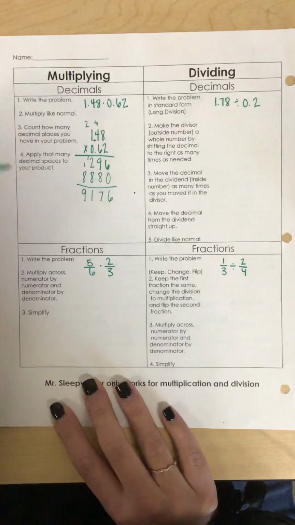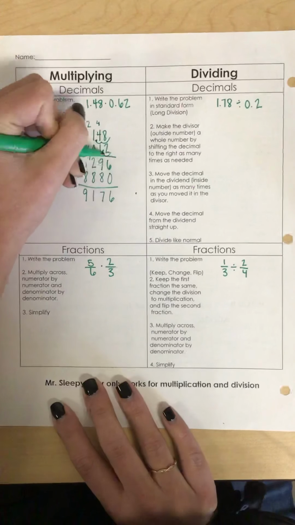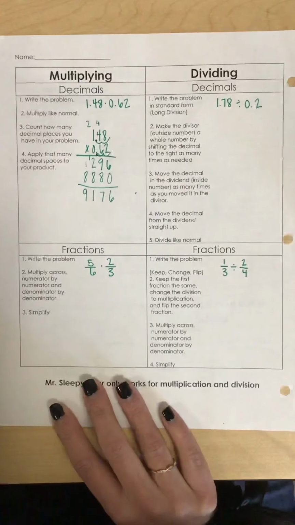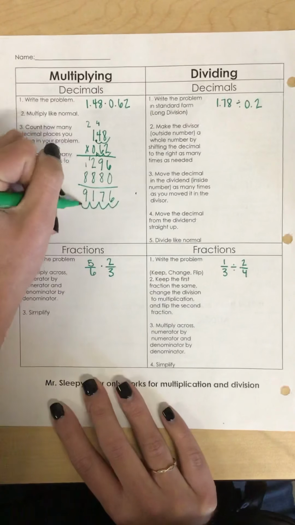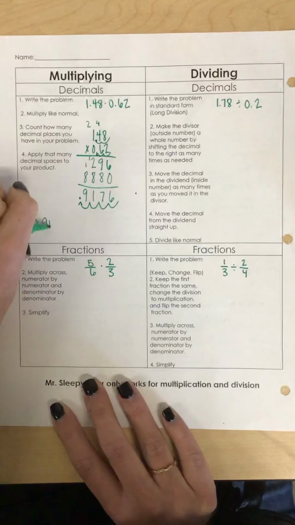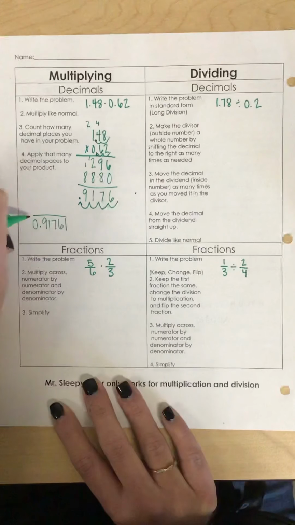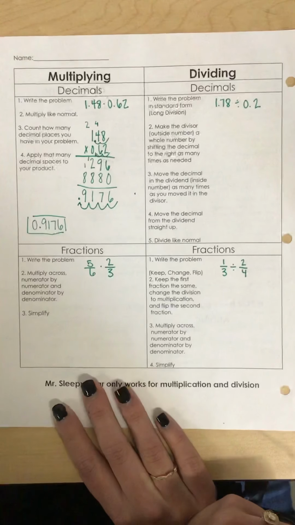Then you have to look back in your problem, and you apply that many decimal spaces to your product. So 1, 2, 3, and 4 is how many decimal spaces we have in our problem. So 1, 2, 3, and 4. And that is where our decimal goes on our product, or the answer for our multiplication problem. So the answer here is 0 and 9,176 10,000ths.